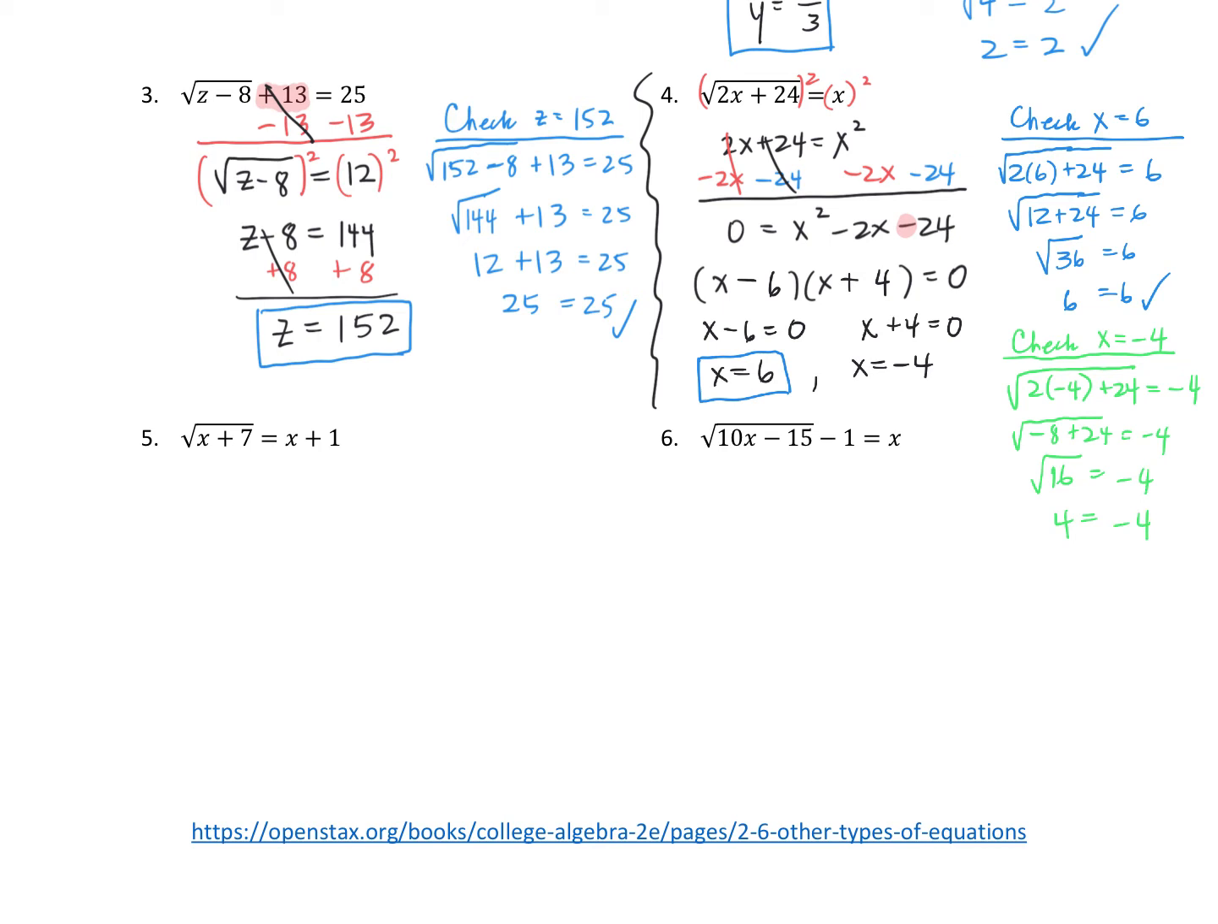You see how it's only off by the sign? That happens with your extraneous roots. So negative 4 is not a solution because I did not get a true statement. This is false. 4 does not equal negative 4. So the only solution to this equation is 6. So make sure you check your solutions.